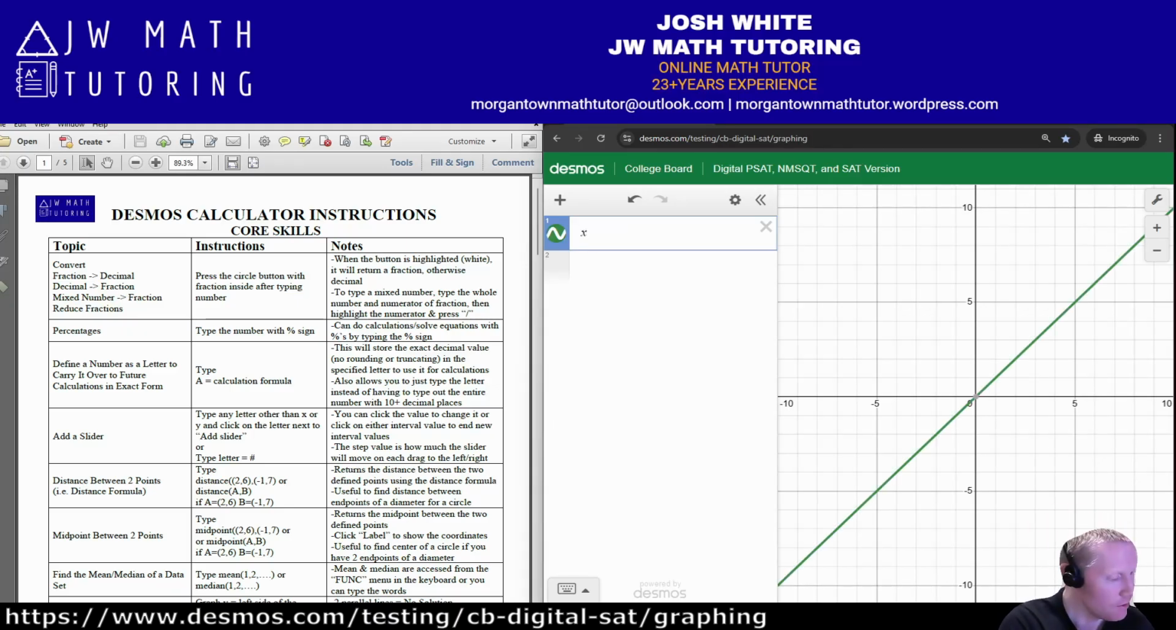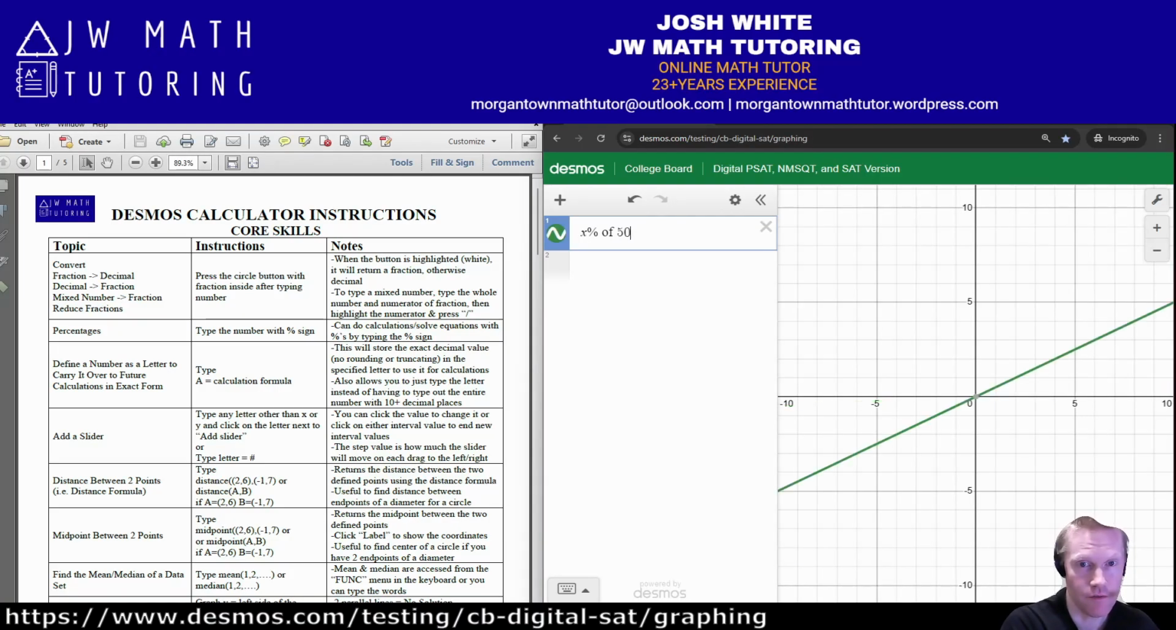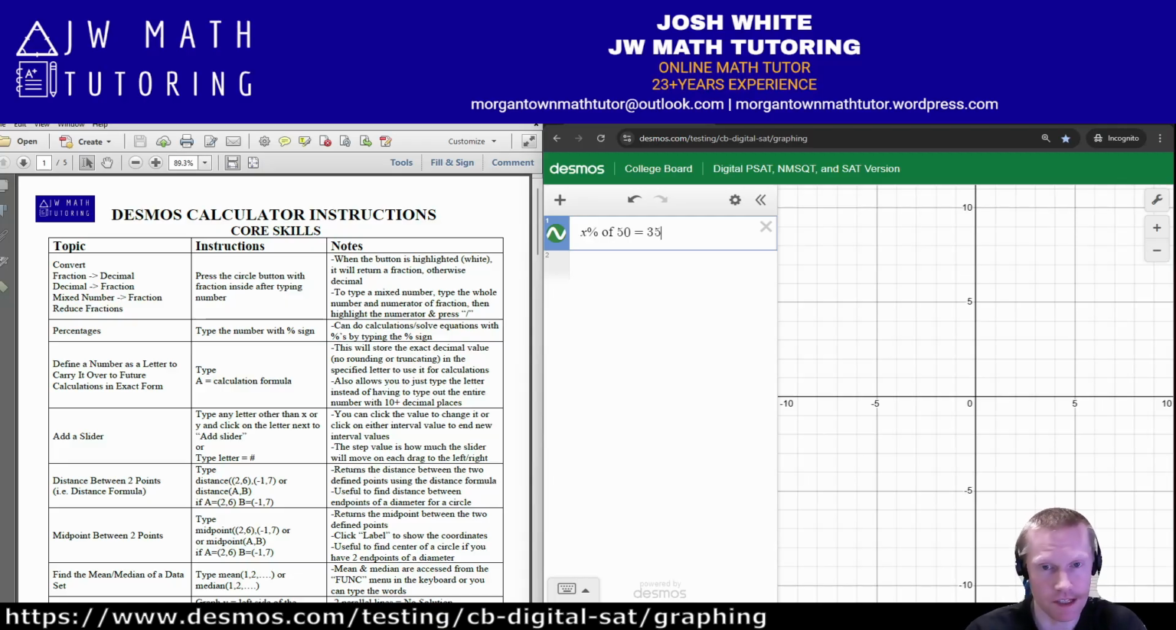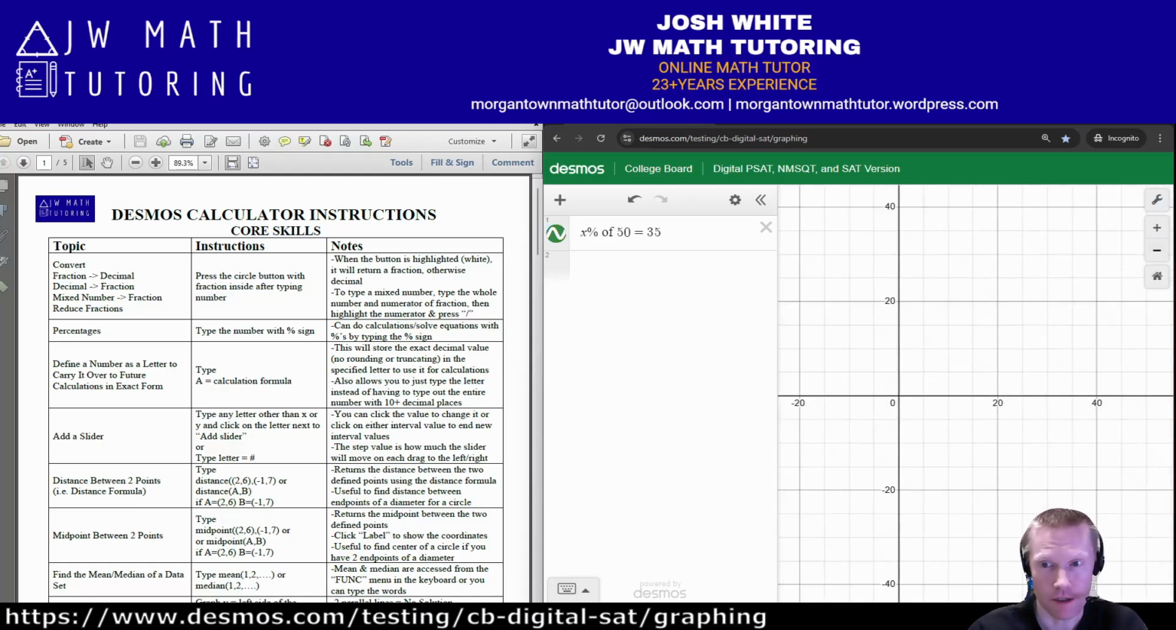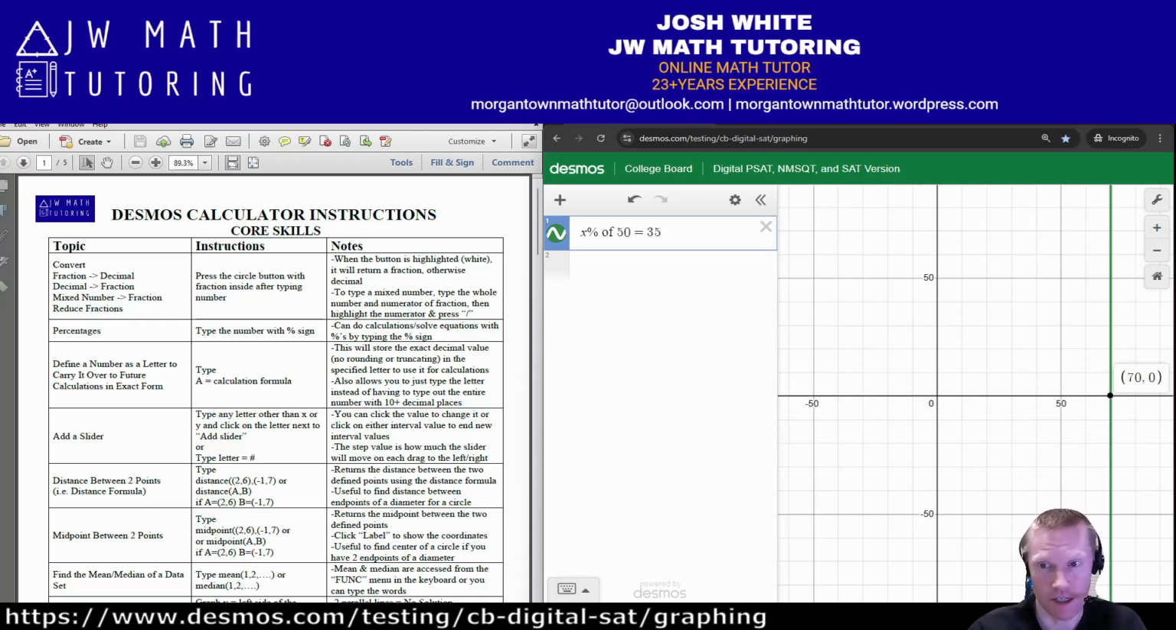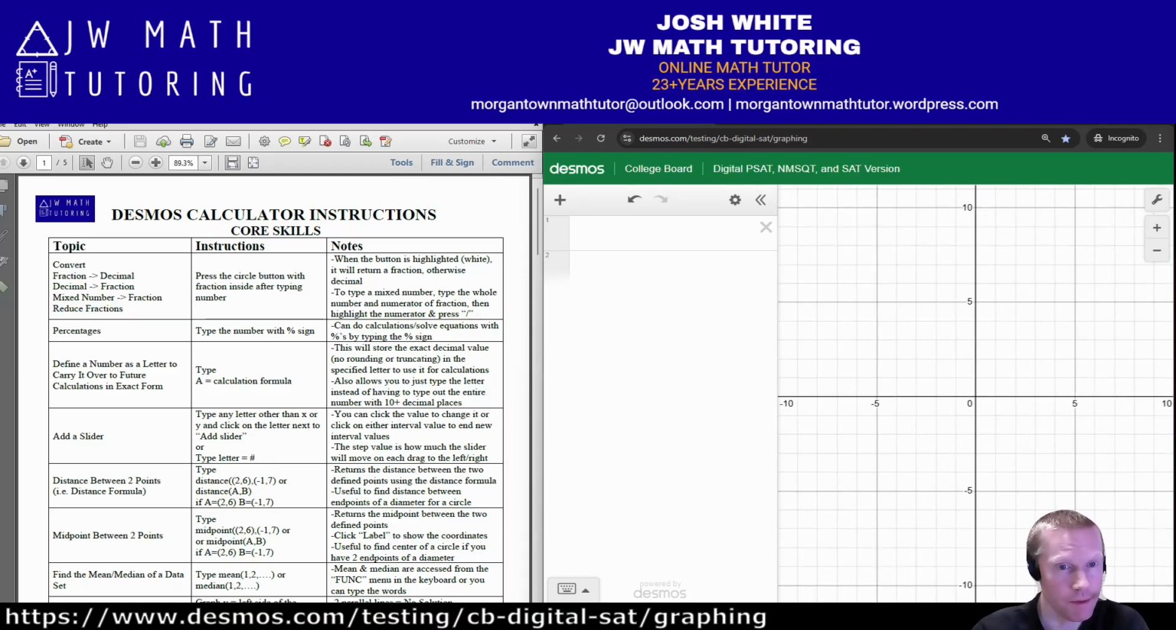Or you could say X percent of 50 is 35. Now, what you have to use to actually solve this gets into one of the skills later on that we'll get to, which is solving linear equations. But if we zoom out here, you can see there's a vertical line at 70 because the answer to this problem is 70%. In other words, 70% of 50 equals 35. Now, like I said, I'm not really going to go through too many example problems with these. I just wanted you to be aware that you can get percentages by typing the percentage sign, and you can do calculations with percentages by actually typing the percentage sign.